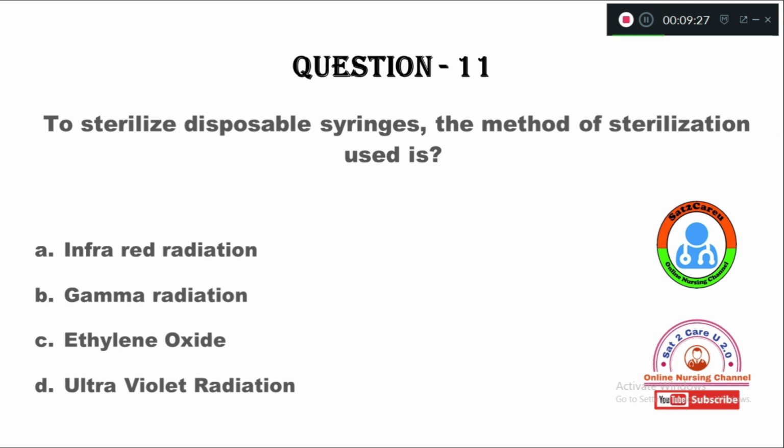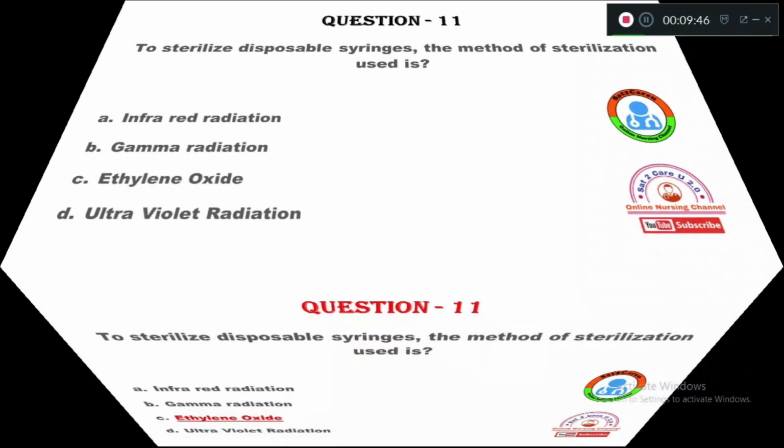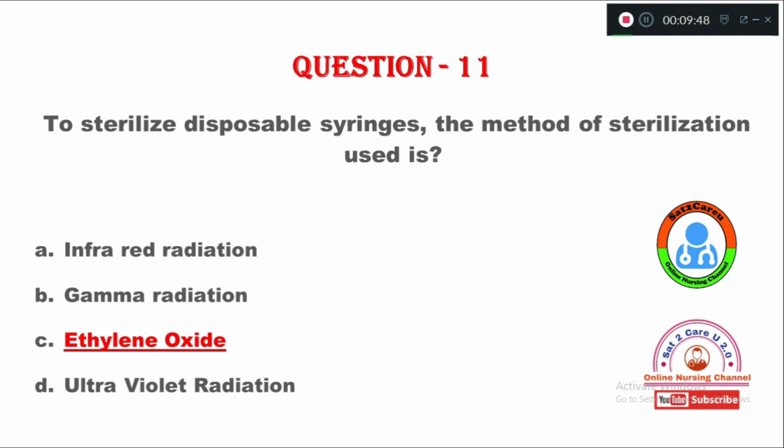Question number 11. To sterilize disposable syringes, the method of sterilization used is option A, infrared radiation. B, gamma radiation. C, ethylene oxide. Option D, ultraviolet radiation. To sterilize the disposable syringe, which method of sterilization is used? Option C, ethylene oxide is right. Ethylene oxide is used for sterilizing disposable syringes.